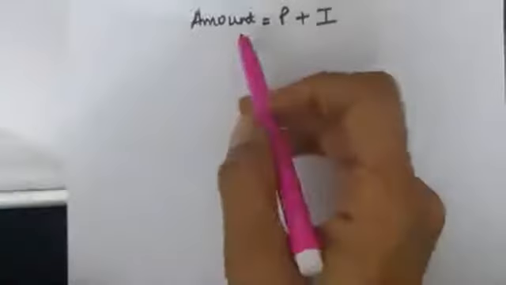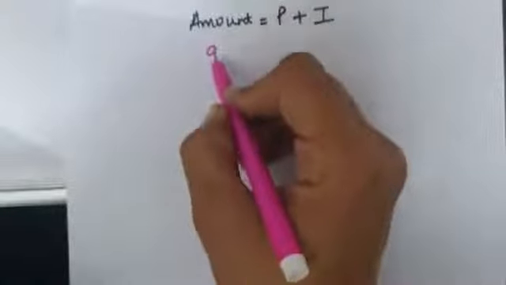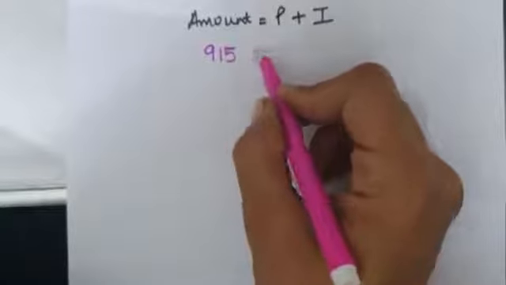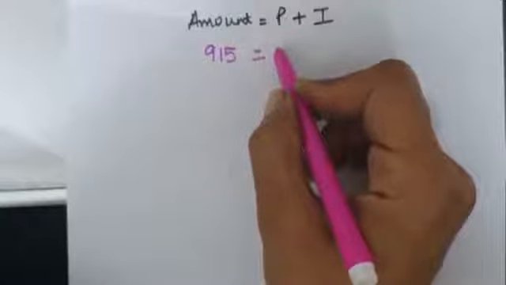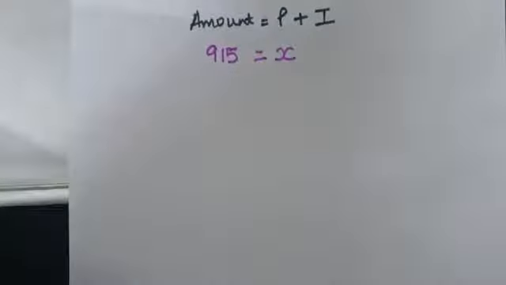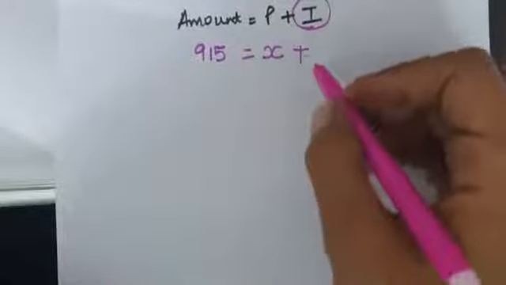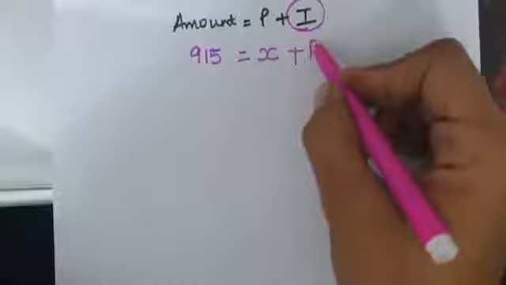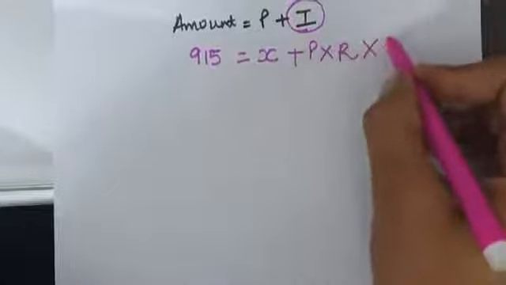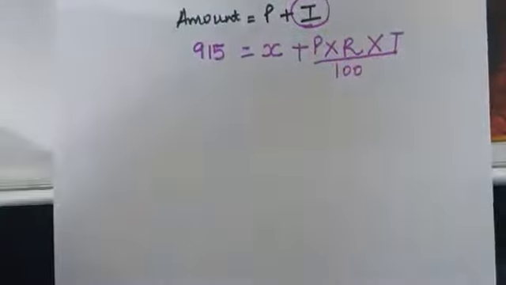Now amount is equals to principal plus interest. Amount is 915 rupees. So put its value. Principal, we don't know principal, we have to find it. So let us suppose it is equals to X. And what is the formula for interest? In the last question we have done, that is principal multiply rate of interest multiply time upon 100. Fine.